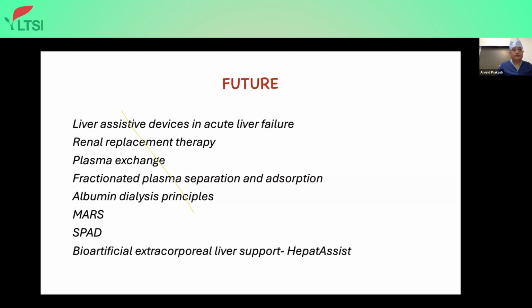So what is the future? The future is liver-assist devices in acute liver failure, with renal replacement therapy, plasma exchange, fractionated plasma separation and adsorption, albumin dialysis principles, MARS, SPAD, and bioartificial extracorporeal life support, HepatAssist. Next slide.